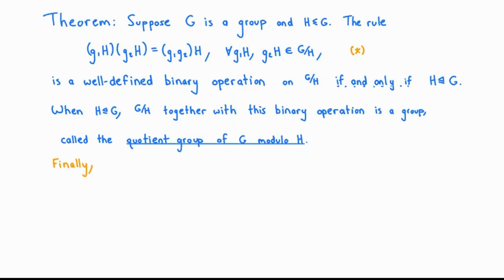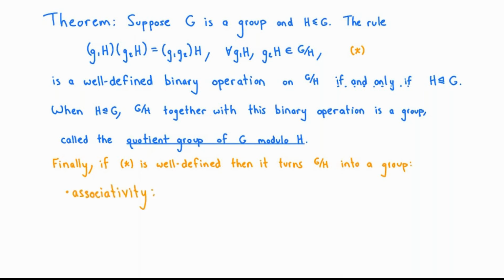Finally, let's check that when this binary operation is well defined, it turns the quotient space into a group. So remember, in order to do this, there are three things that we need to check. First of all, we need to check that this binary operation on the quotient space is associative. So for that, let's suppose that we have three cosets, G1H, G2H, and G3H in the left quotient space. And let's think about what happens when we multiply them by first multiplying G1H and G2H, and then multiplying the answer of that by G3H.